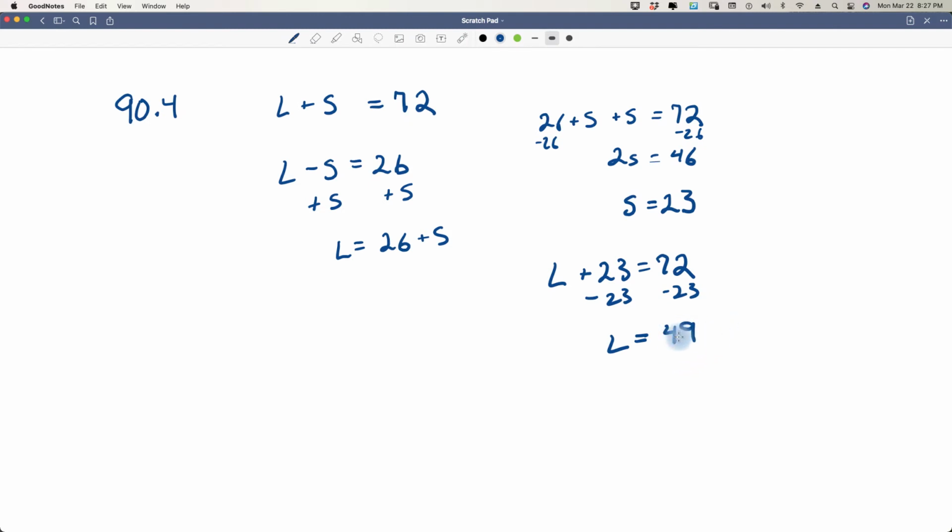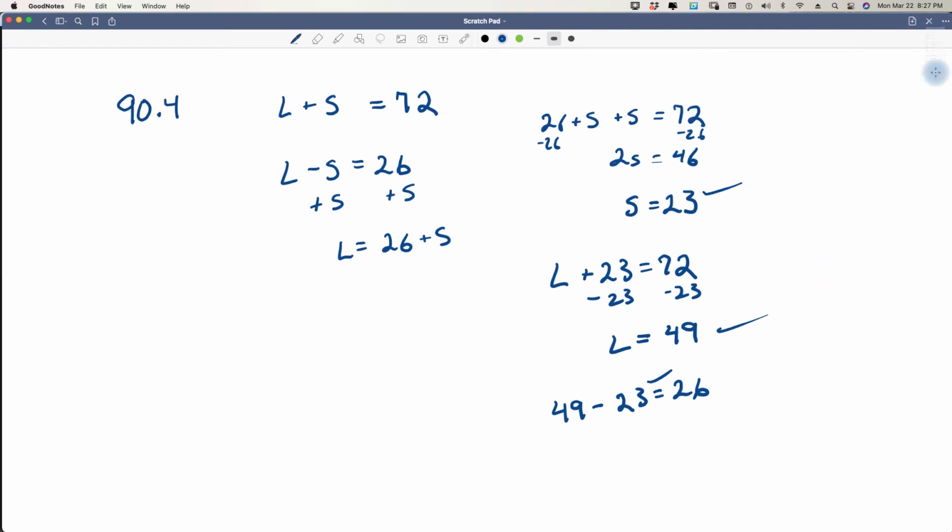So does this check with our other problem? The large number, 49, minus the small number, 23. Does it equal 26? 9 minus 3 is 6, and 4 minus 2 is 2. Yes, it checks out. So small number and large number are correct. Very good. All right, let's do another one. We're just walking through these.